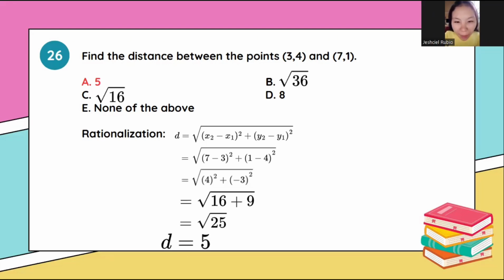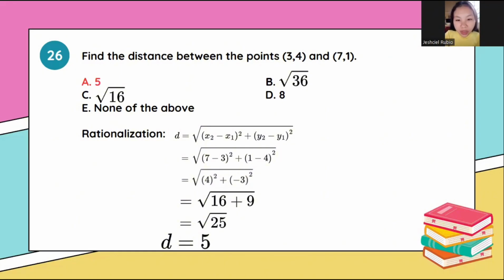So apply it. We have x sub 2 is equal to 7, and our x sub 1 is equal to 3. So the quantity of 7 minus 3 squared. Next, proceed to y sub 2, which is 1, and our y sub 1 is 4. So it becomes the quantity of 1 minus 4 squared. Now, let's subtract. 7 minus 3 is equal to 4, so 4 squared. Copy the plus sign. And then 1 minus 4 is equal to negative 3, so negative 3 squared.